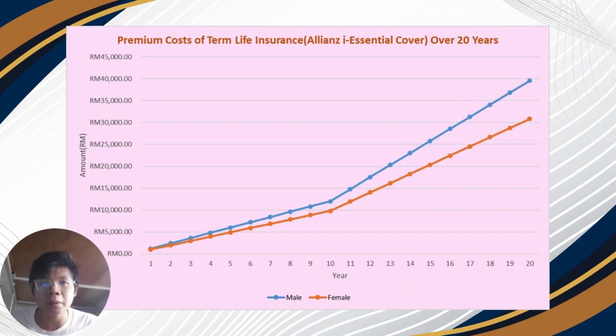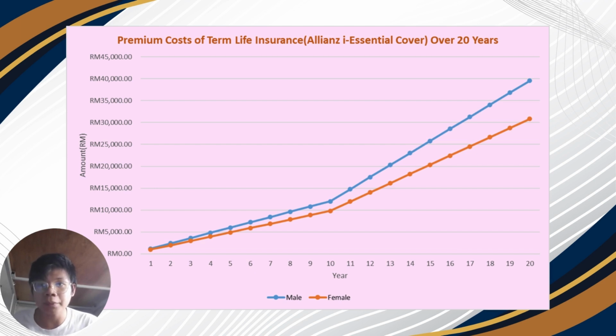This graph shows the premium cost of term life insurance for the plan Alliance Essential Cover, specifically Plan 500, over 20 years for both males and females. As you can see, the graph consists of two distinct linear segments. For the first 10 years, the annual premium is constant at 1,201 ringgit for males and 983 ringgit for females, as indicated by the constant slope during this period. However, at the 10th year, the policy will expire. Hence, the policyholder needs to purchase the same plan again at an entry age of 45 years old.